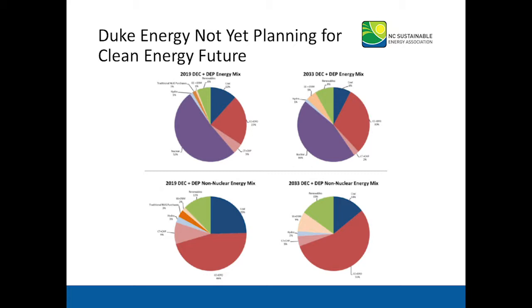And really quick, this is the utilities' IRP. The DEC and DEP energy mix in 2019 and 2033. I apologize, this is so small.